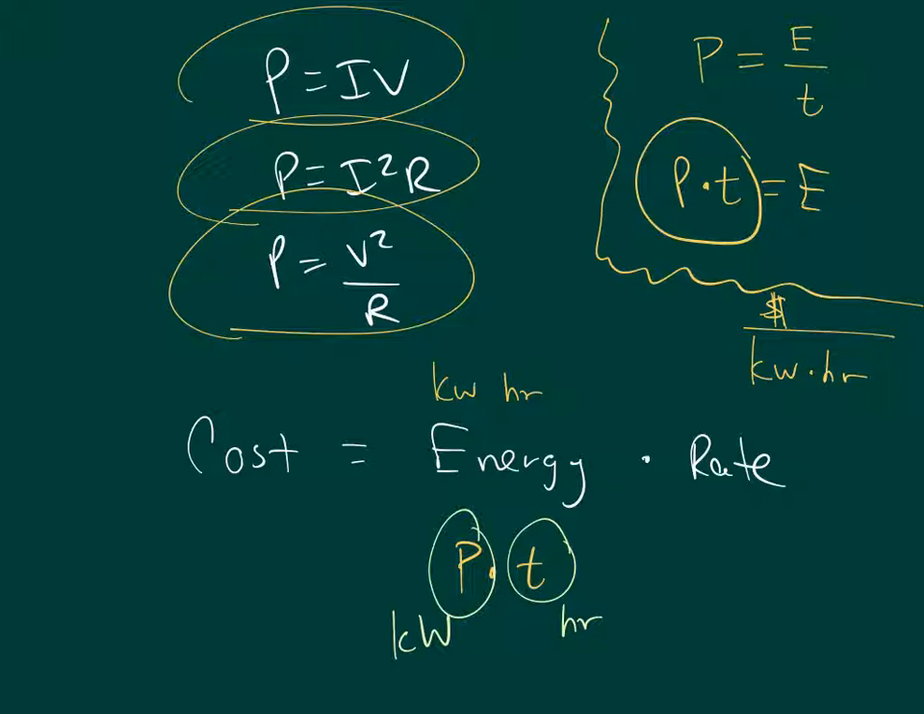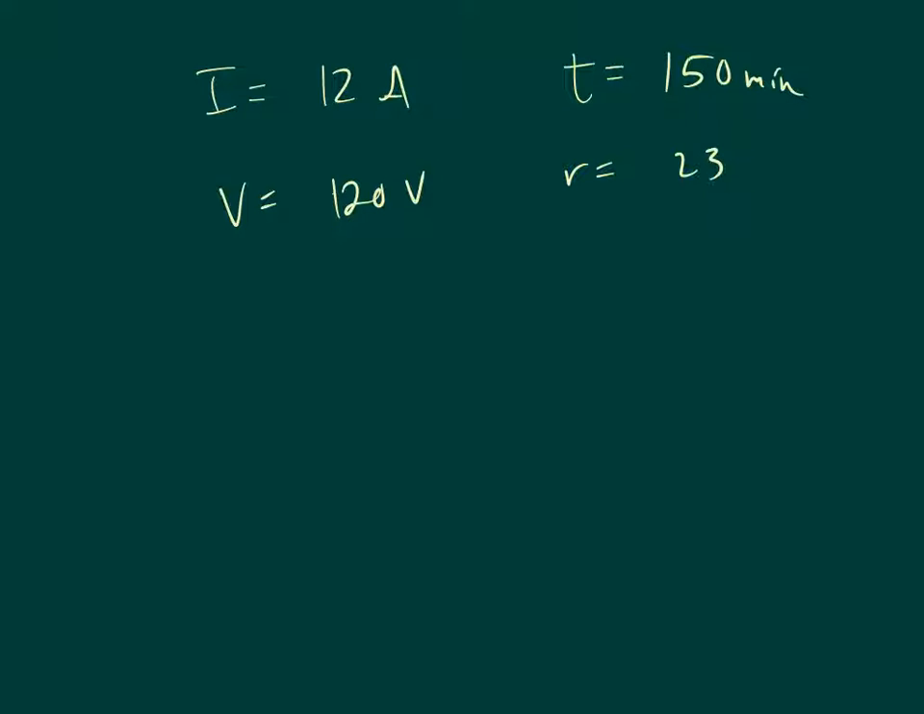So mathematically, if you want to quickly look at one of these, let's say we've got the current flowing through a device to be 12 amps. We've got the voltage supplied as only, let's say, 120 volts. We want to figure out over a time period of 150 minutes and a rate of 23 cents per kilowatt hour, what does this cost us to run? Okay, given the current running, the voltage supplied, the time it runs for, and the rate. You need all this information.